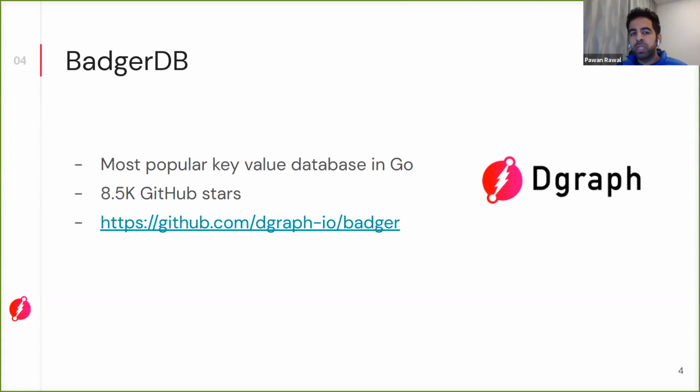We are also the authors of BadgerDB, which is the most popular key value database written in Go. Badger uses a lot of concurrency concepts that we are also going to talk about in this workshop. So what we have done for you in this workshop is that we have pulled pieces of code from Badger, which show you some concurrency primitives, which you can use in your application straight away.